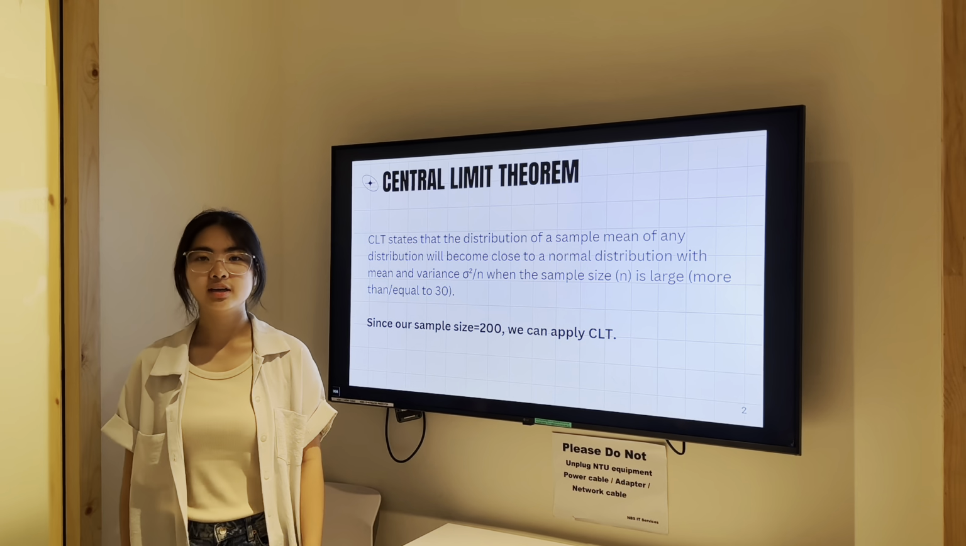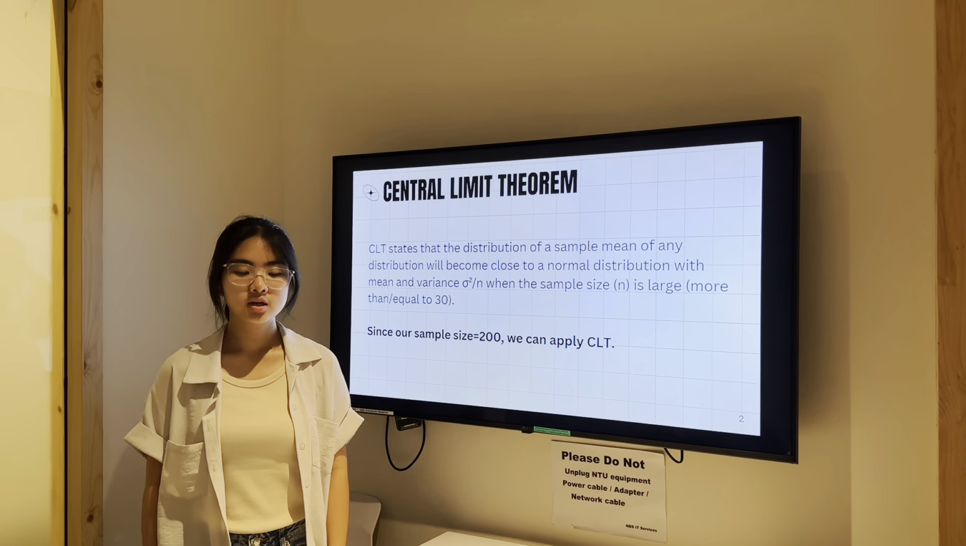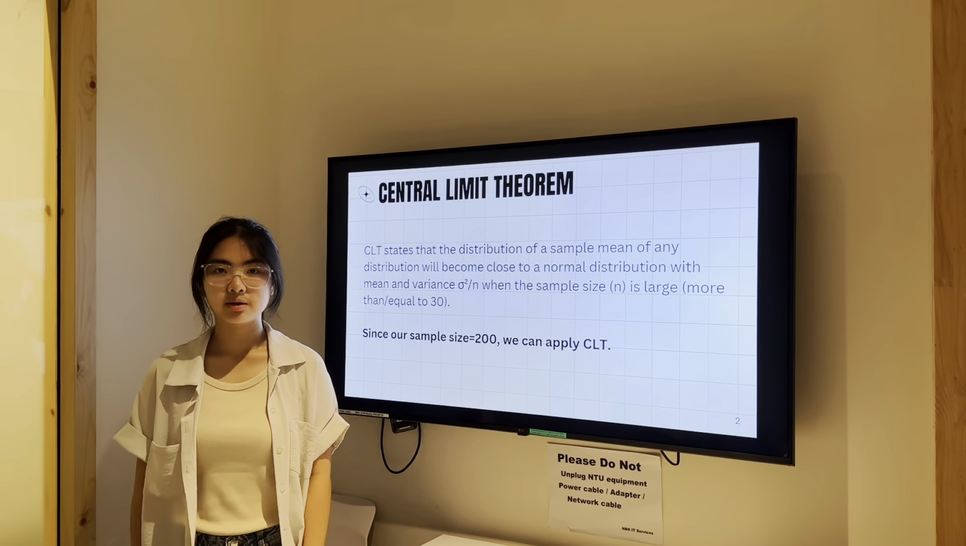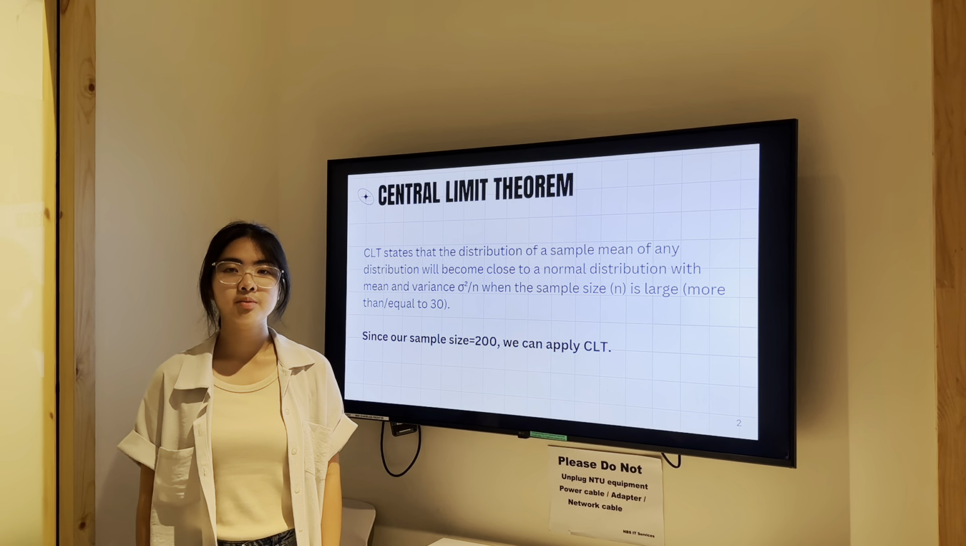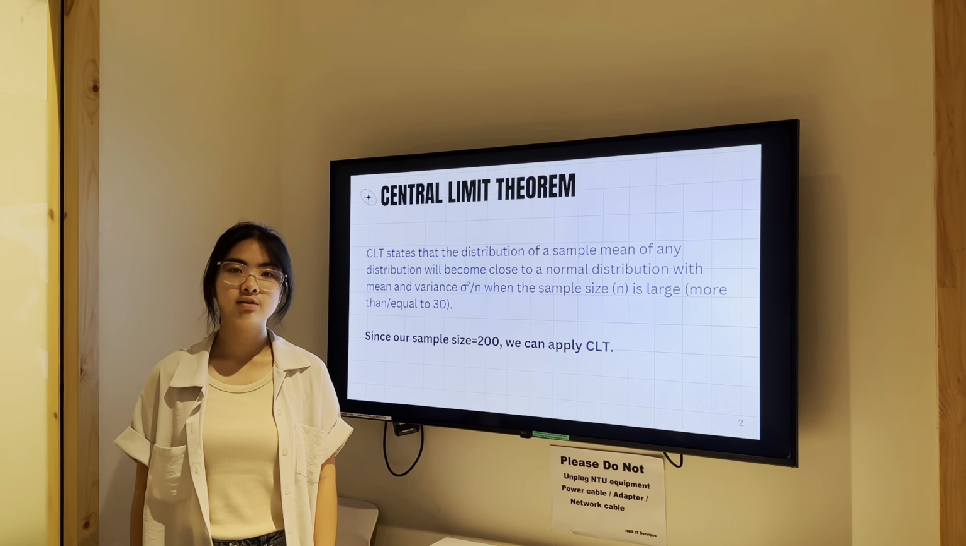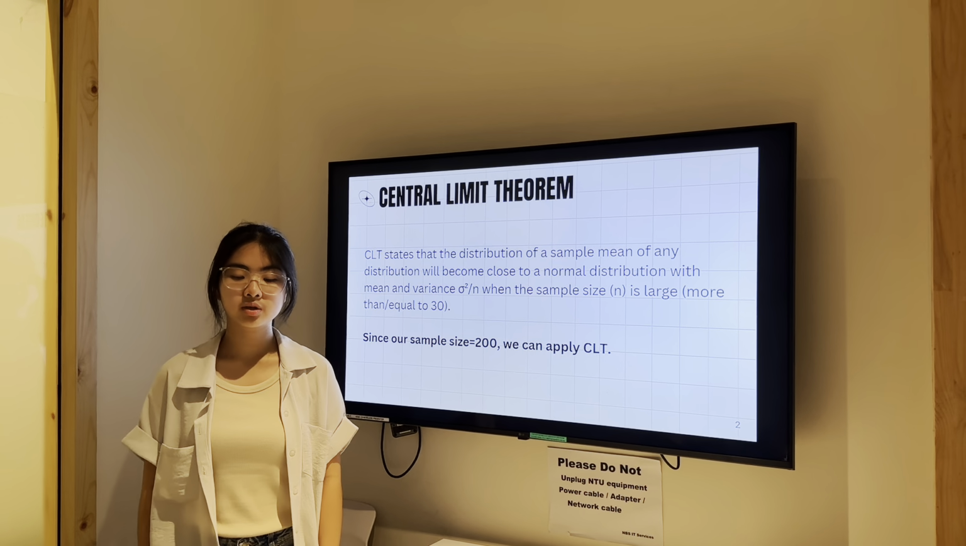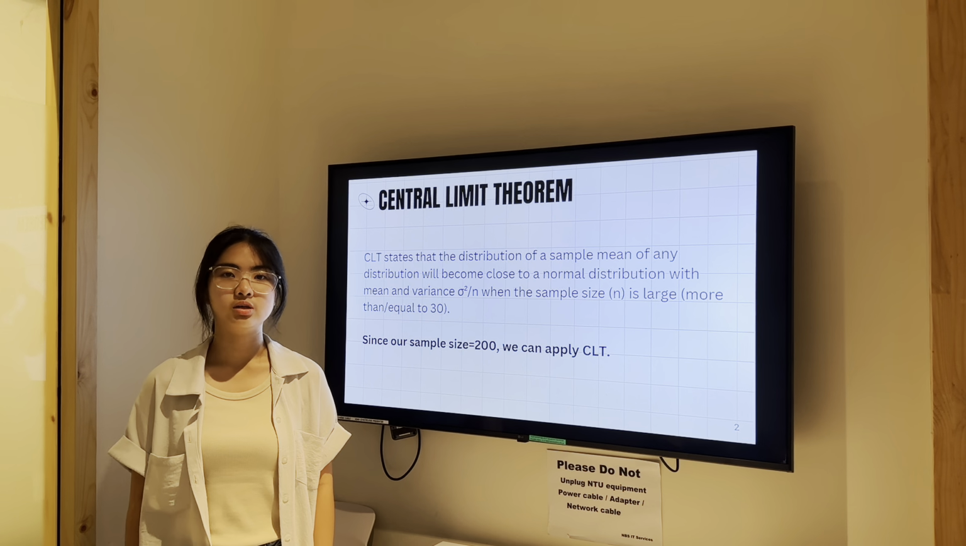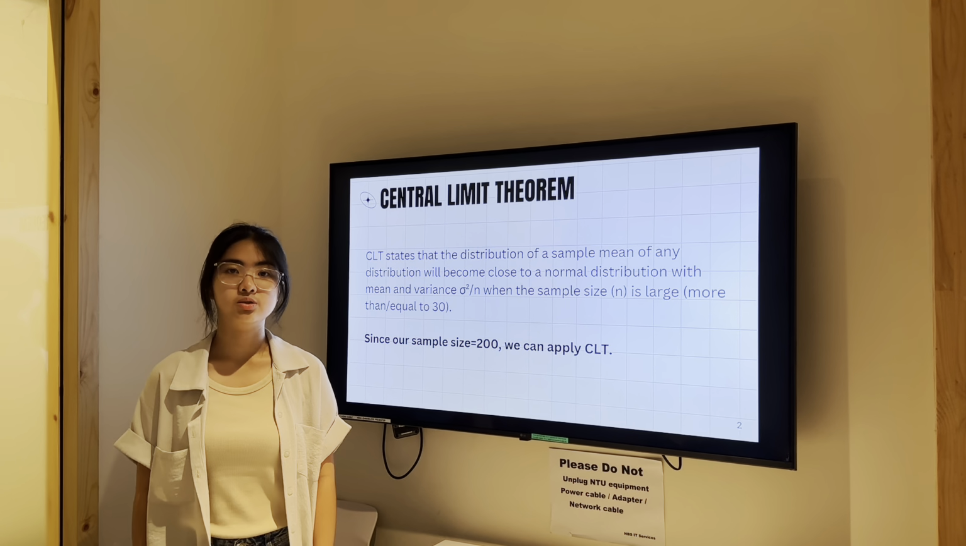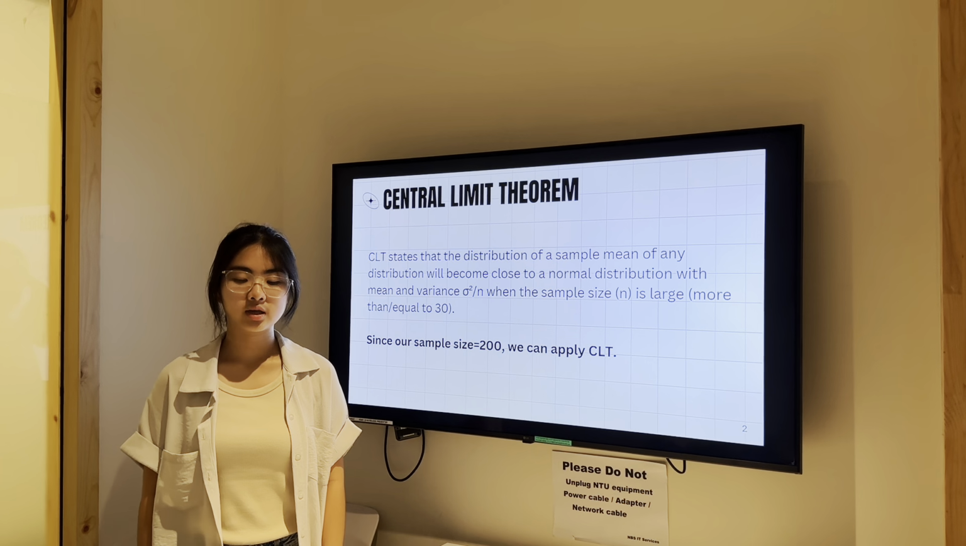Okay, thank you, Irvin. Now we'll be talking about the central limit theorem. The CLT states that the distribution of a sample mean of any distribution will become close to a normal distribution with mean and variance sigma squared over n when the sample size n is large, which is more than or equal to 30. Since our sample size is 200, we can apply CLT, making our sample mean close to a normal distribution.